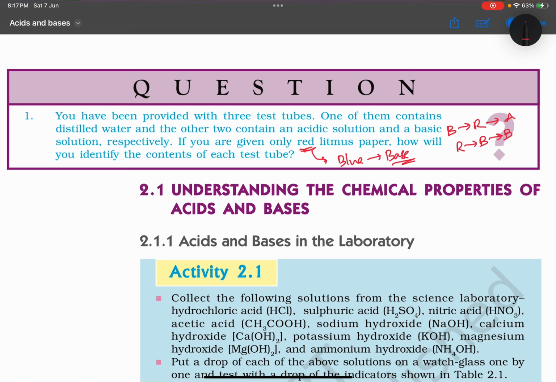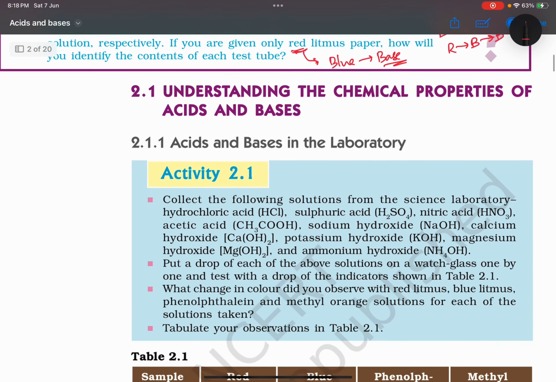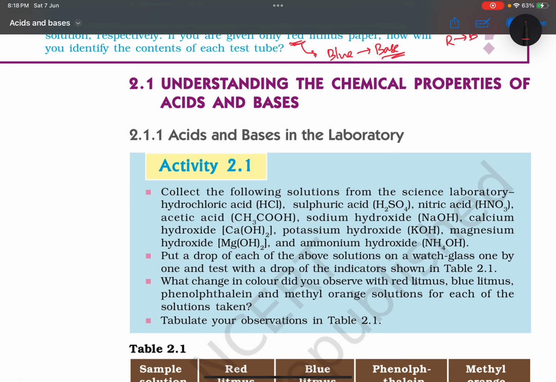If you are taking water, water is neutral, so the color won't change. And if you are taking acid, also no change. So you can check only base. The remaining two you cannot.